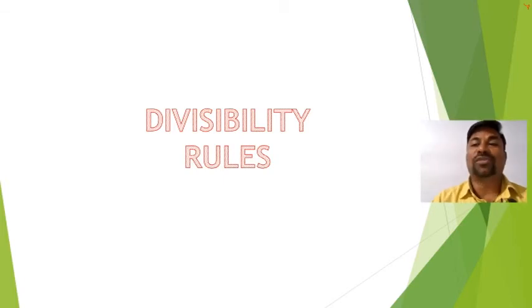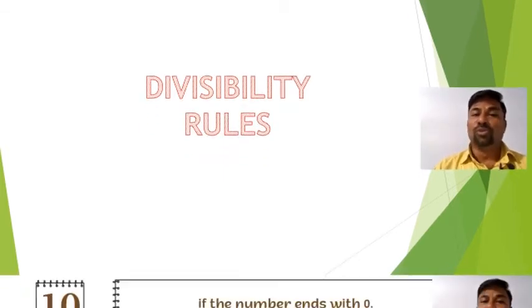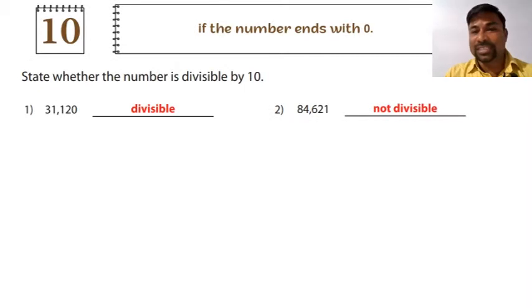So let's go for the first one, and that rule is nothing but the rule for 10. What's the rule for divisibility by 10? Simple, straight away: if the last digit of the number is 0, we can say that the number is divisible by 10.